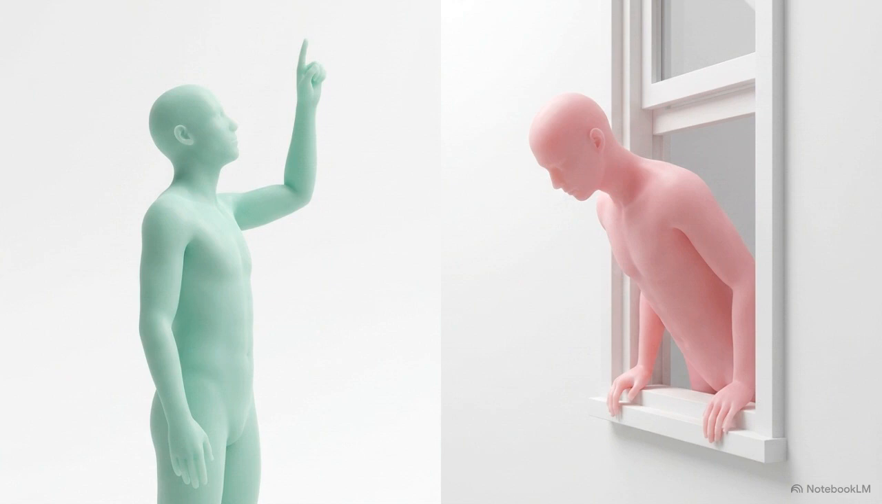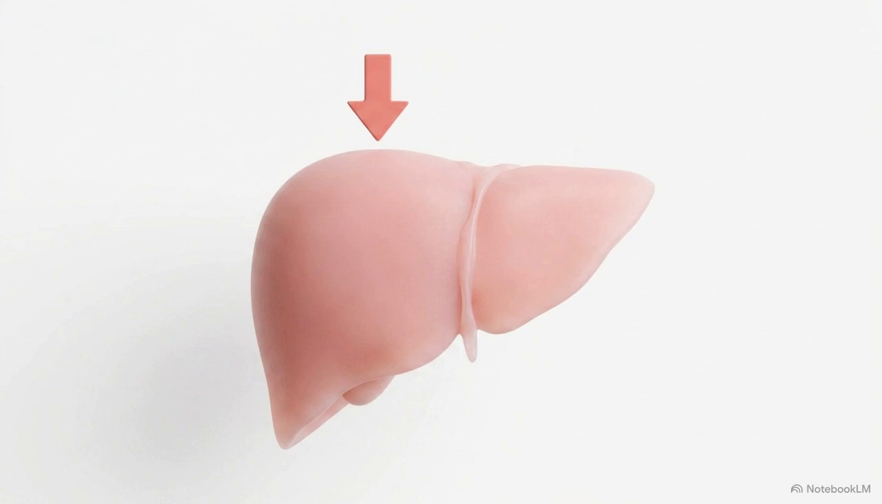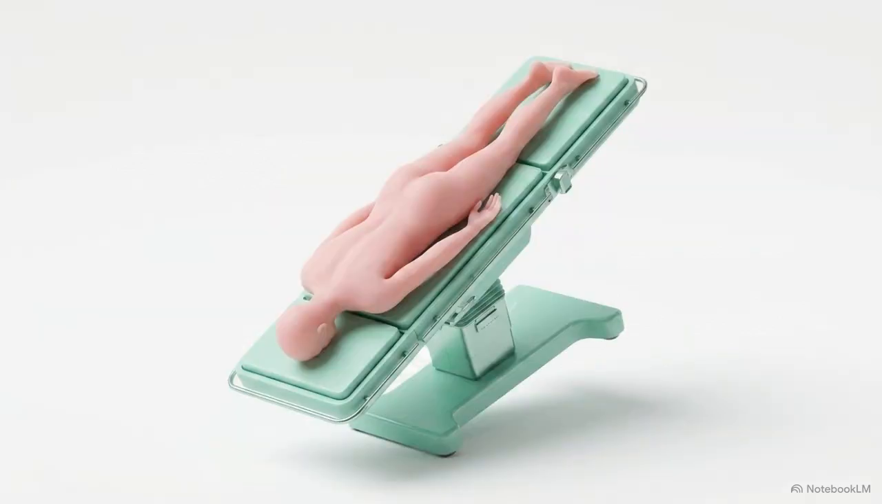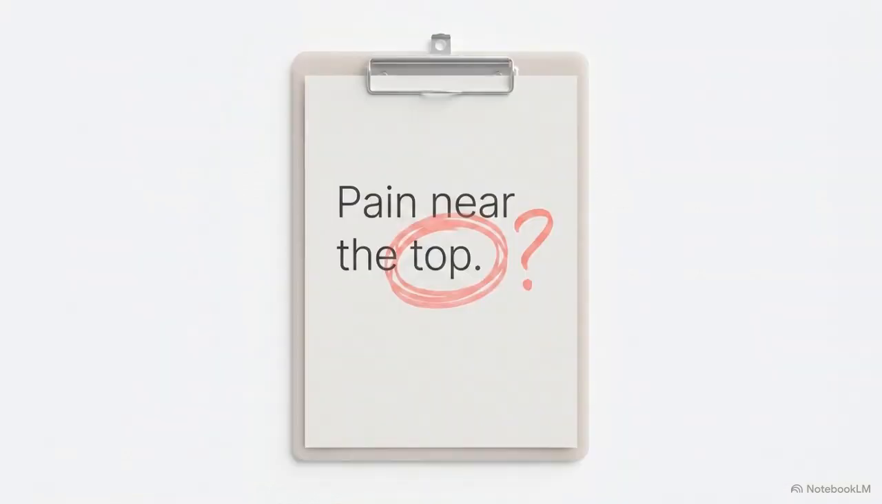Everyday language relies heavily on gravity and observer perspective. If you tell a surgeon to operate on the top of an organ, that target location changes entirely depending on whether the patient is standing up, lying flat on a table, or inverted in a surgical chair. Subjective terms introduce spatial ambiguity, and in medicine, spatial ambiguity is dangerous.